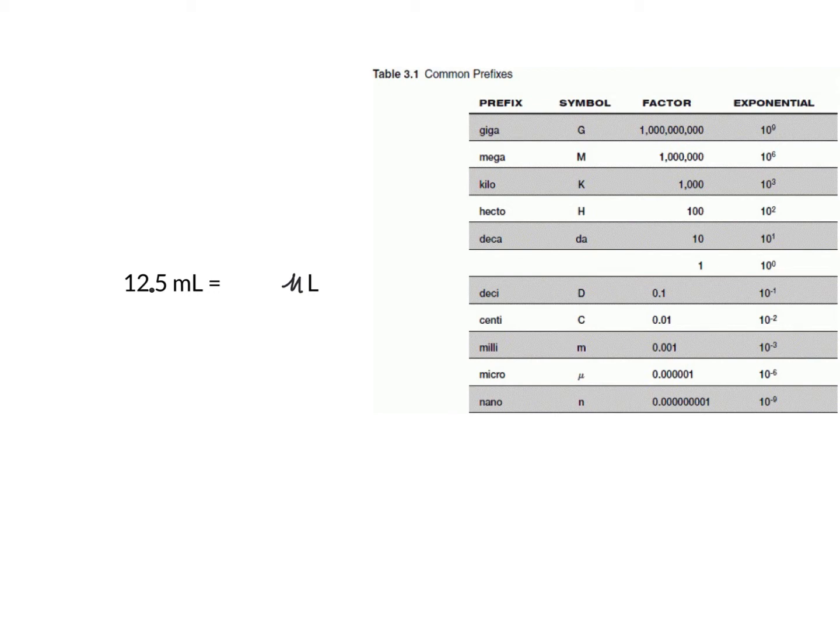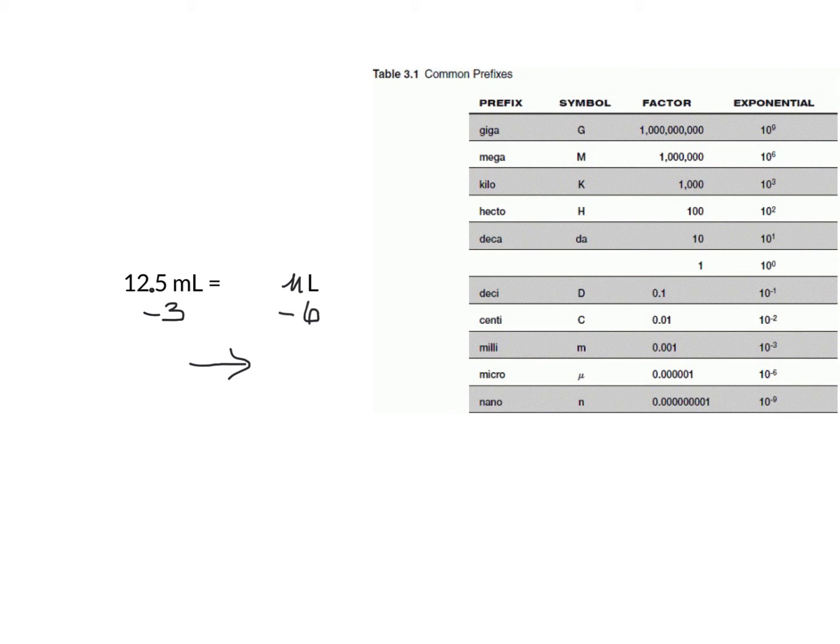So an M, if I look over here in my table, means milli, and that's 10 to the minus 3. This kind of funny looking M is the Greek letter mu, that is micro, and it's 10 to the minus 6. So if I look at that, minus 6 is less, because it's negative, than negative 3. And I always move my decimal in the direction of the smaller number.